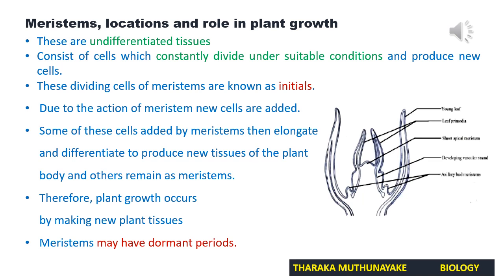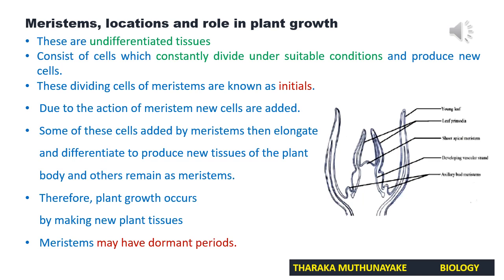Here this diagram represents a shoot apex. Focus there at the tip. It has shoot apical meristem. This shoot apical meristem consists of initials. Those initials constantly divide under suitable conditions by mitosis and add new cells to the plant. Some of the cells added by these initials found in the apical meristem are pushed downwards, and some cells remain inside the apical meristem.